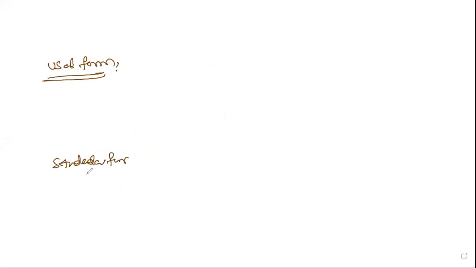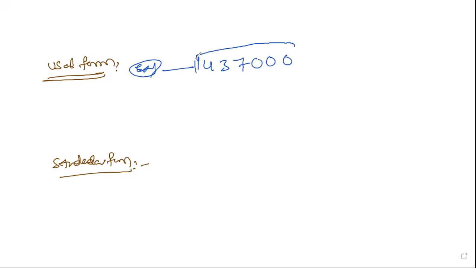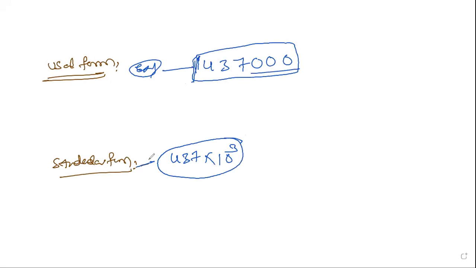Let us take one number, for the sake of your understanding: 4,37,000. This is a number in the usual form. If you write this number in the standard form, it means 437 into 10 power 3, since there are three zeros. Clear? So this is nothing but a standard form. The number of zeros we convert into 10 to the power, like this. This comes under one standard form.